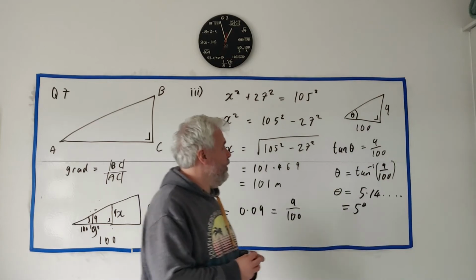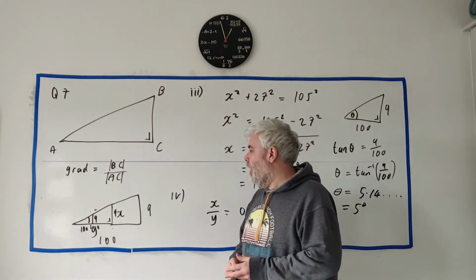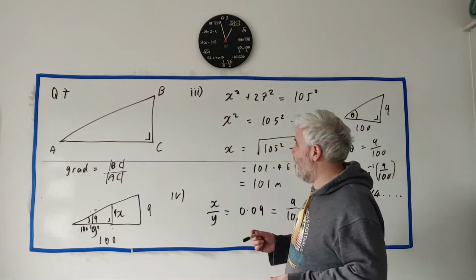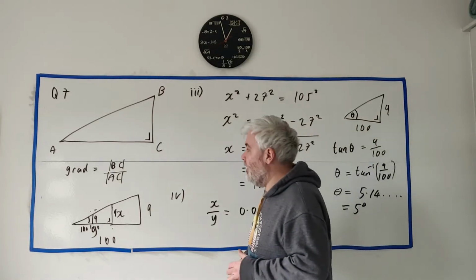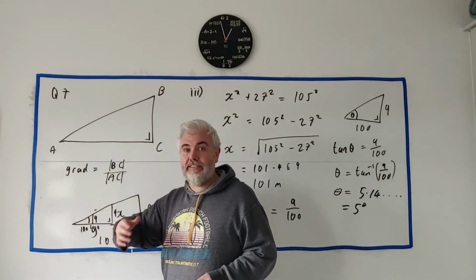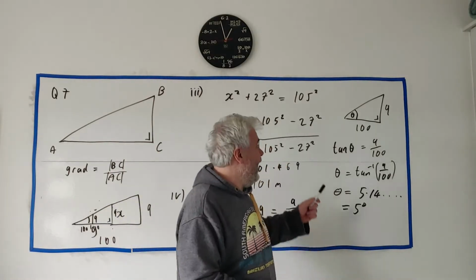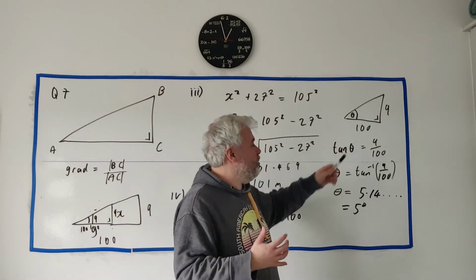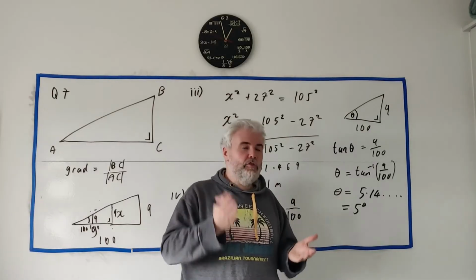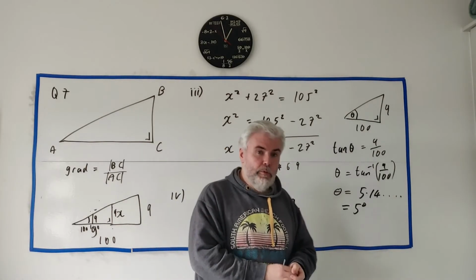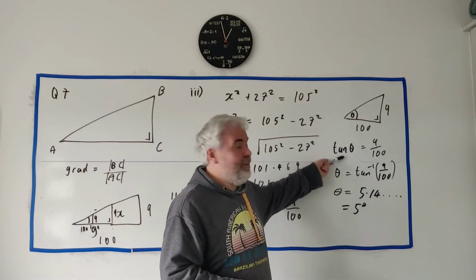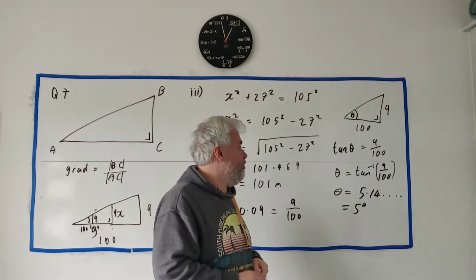Okay, what was the fast way to do that question? When they told us that the gradient was equal to 9%, the fast way to do it is to know that the gradient is the same as the slope and it's the same as tan theta. You should think gradient, you should think slope, you should think derivative, but you should also think tan theta. It is just a gradient.